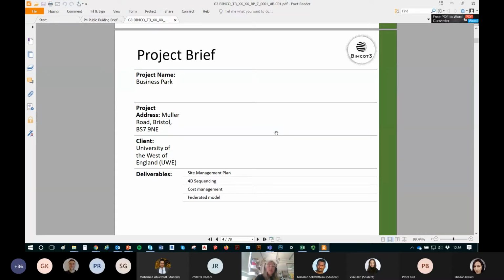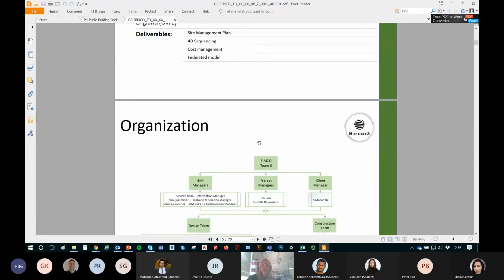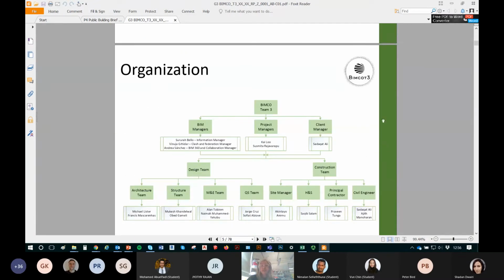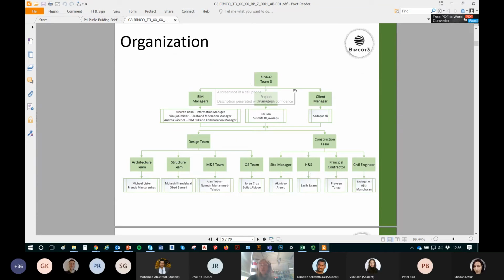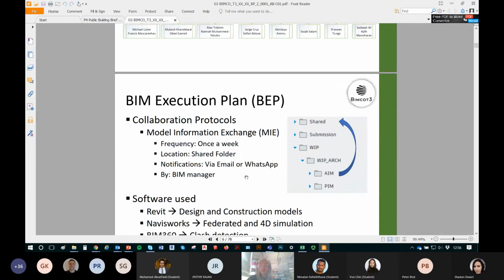So project brief, a little bit of explanation about what the project's about and deliverables, the organization. I said this is quite good at the beginning. It actually helps us understand who's doing what. So organizational structure, yes, we need that.